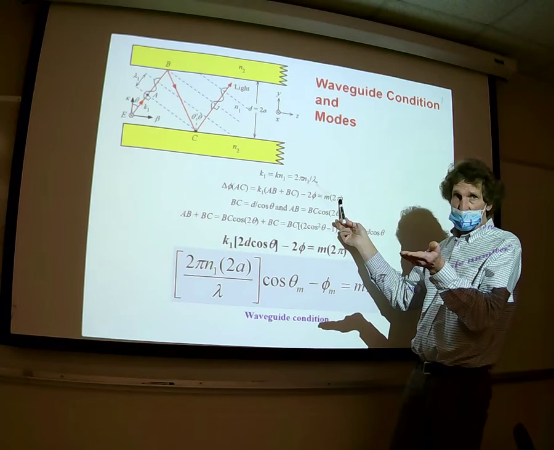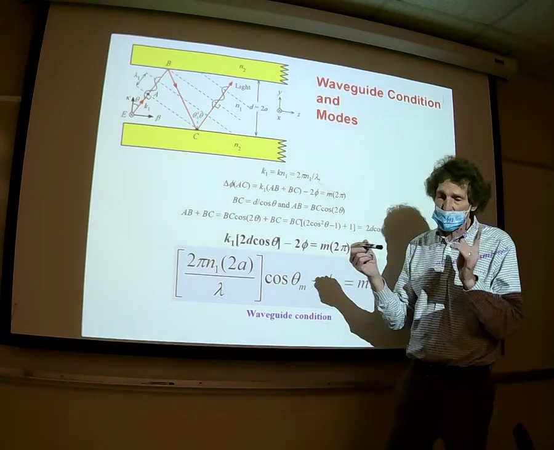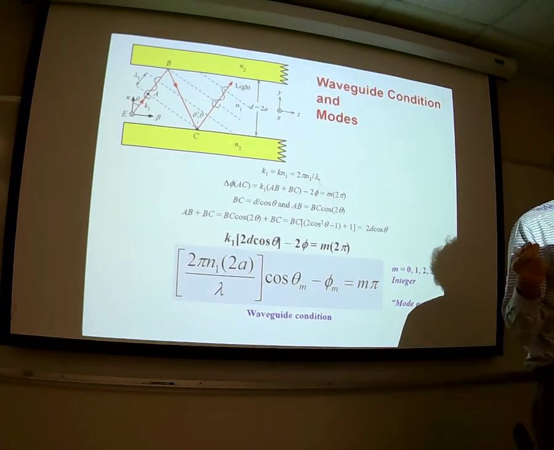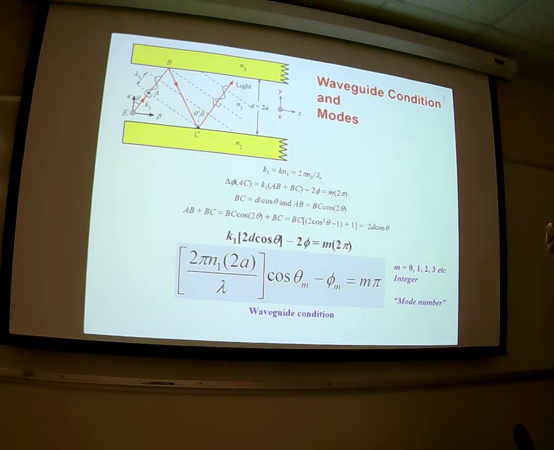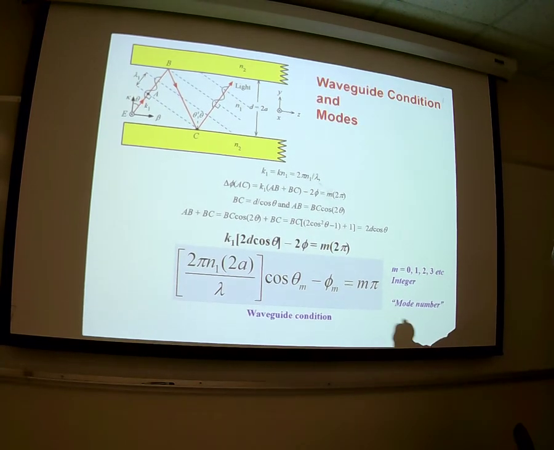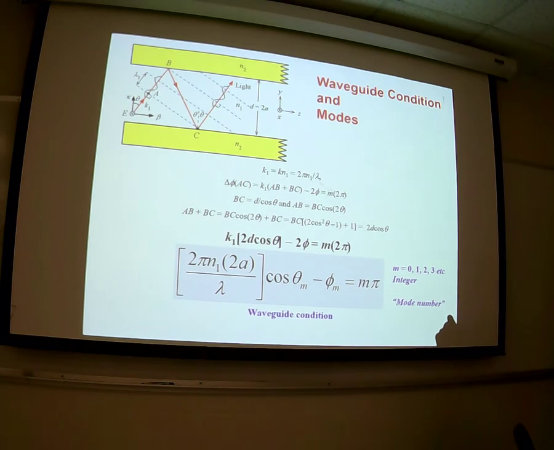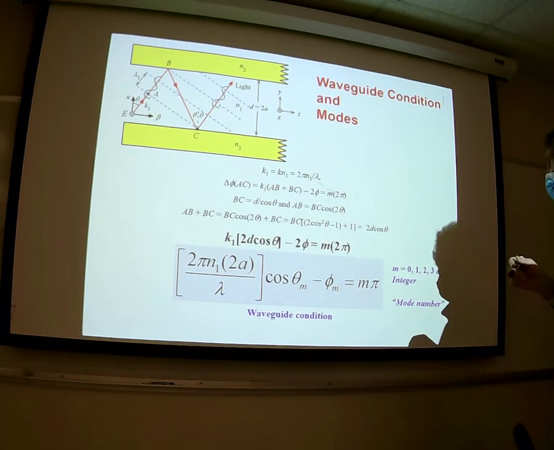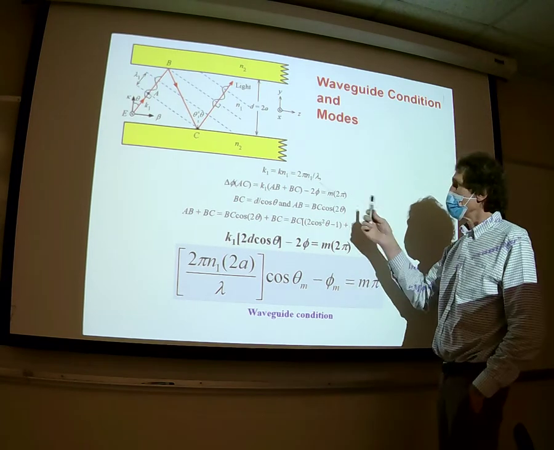Y'all with me on this? Constructive interference: if you take the cosine of 0, that's 1. Cosine of 2 pi is 1. Cosine of 4 pi is 1. Anytime you add 2 pi or subtract 2 pi from the argument of cosine, you get the same value. Y'all follow me in that? So think of this as the argument of the cosine.